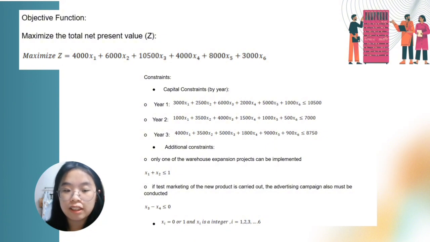First of all, define the decision variables for the 6 projects and create an objective function to maximize total net present value, and also convert all the logical statements into mathematical constraints so that we can use this in Excel and get the answer that we want.